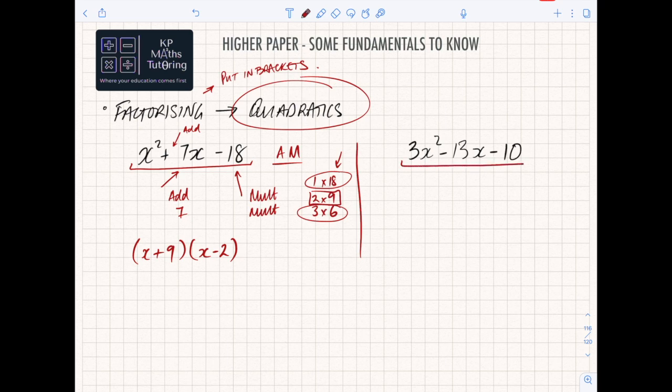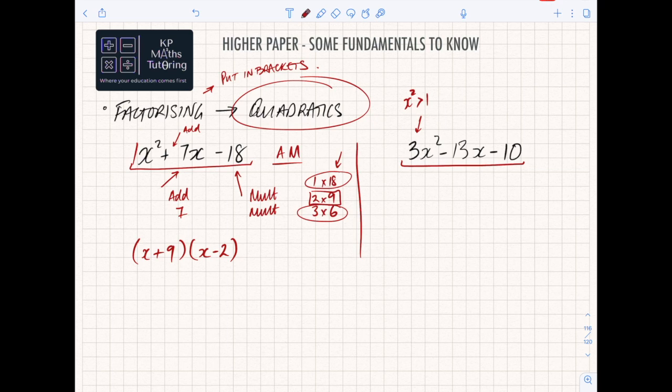Okay, next one here, a little bit harder. The reason that this is harder is because this value in front of x squared is greater than 1. In the last one it was effectively a 1, whereas this one, it could be 2, 3, 4, 5, 6, it could be anything.